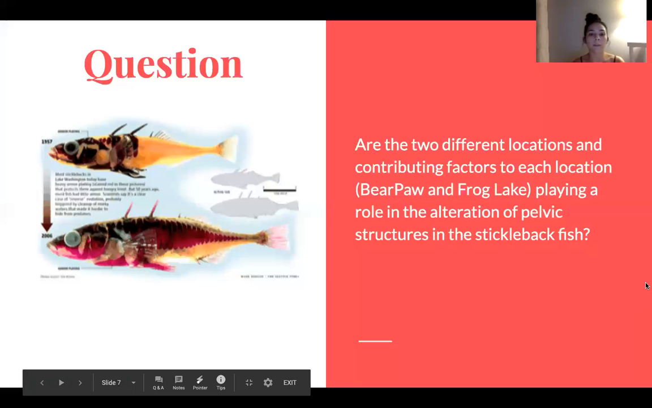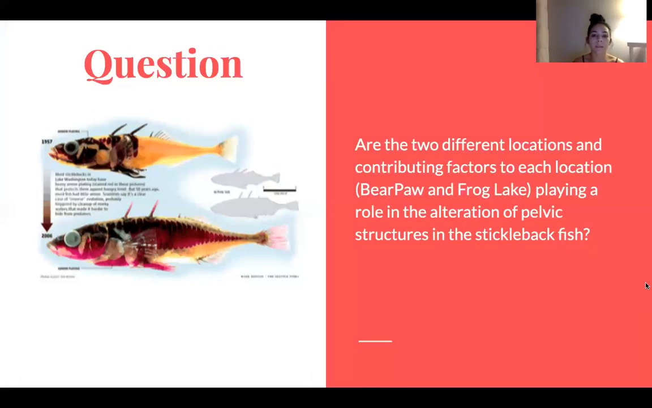So the question we are going to be trying to prove is: are the two different locations and contributing factors to each location, Bear Paw and Frog Lake, playing a role in the pelvic structures in the stickleback fish?